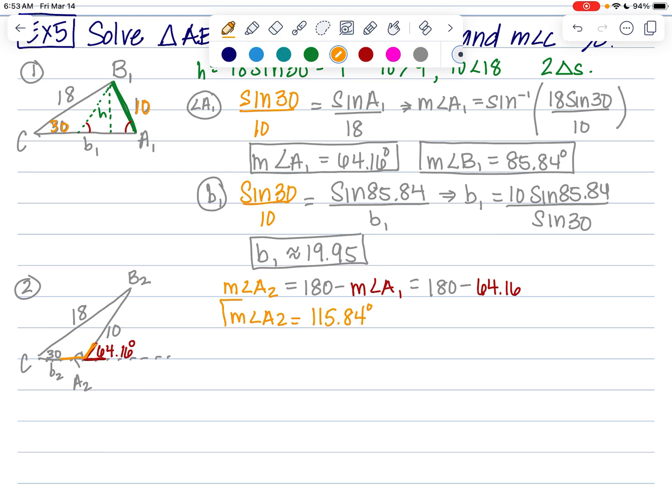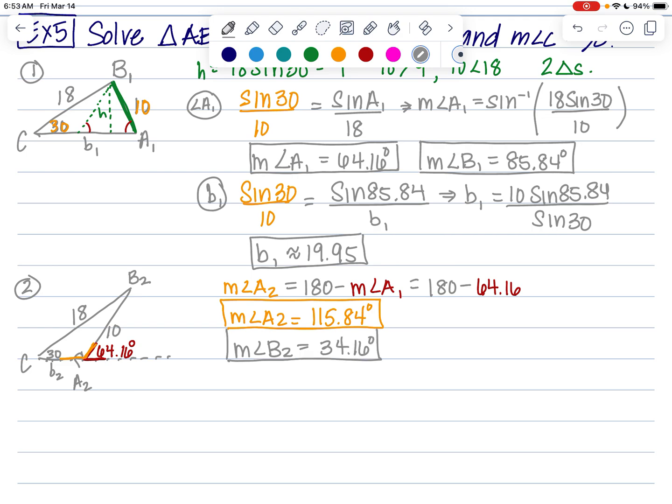So the second triangles actually go pretty quick because now you have two of your angles without a whole lot of effort. Okay, so we can figure out what the measure of angle B2 is using the triangle angle sum theorem. 180 minus 115.84 minus 30 is going to give me the measure of angle B2 as 34.16 degrees.